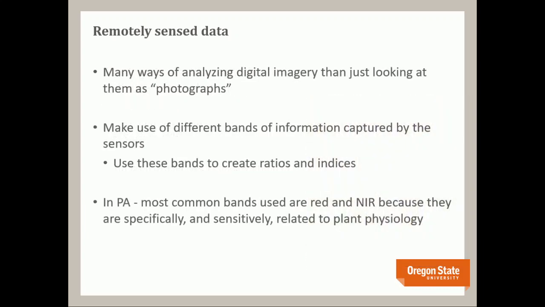There are many ways of analyzing digital imagery other than just looking at them as photographs. Make use of different bands of information captured by a sensor. Use these bands to create ratios and indices. In precision agriculture or GIS remote sensing applications, the most common bands used are red and near infrared because they are specifically and sensitively related to plant physiology.